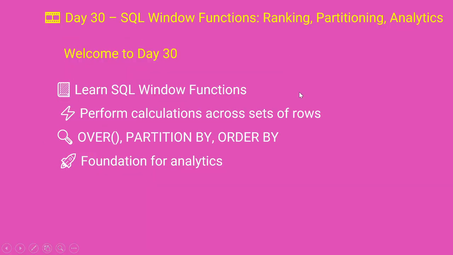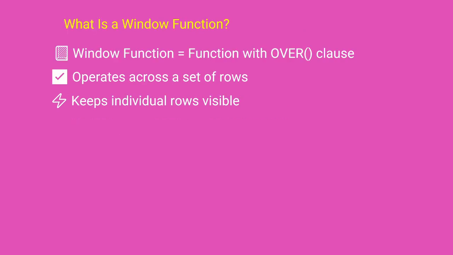Welcome to day 30. Today we will explore SQL window functions, powerful tools for analytics. They let you perform calculations across sets of rows without collapsing data. A window function is a function with an over clause. It operates across a set of rows but keeps each row visible in the result.